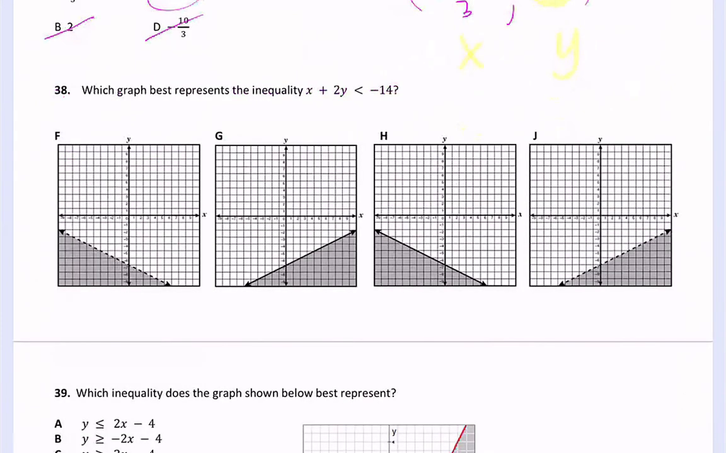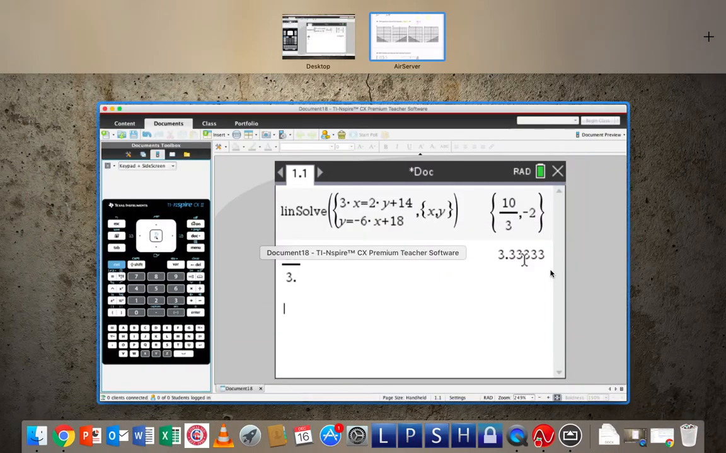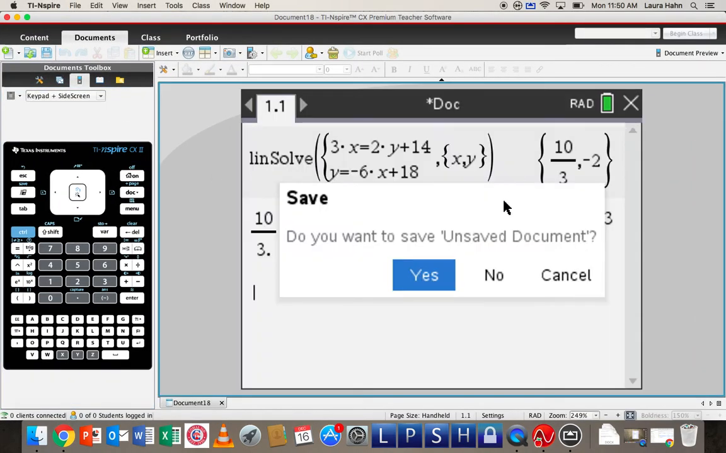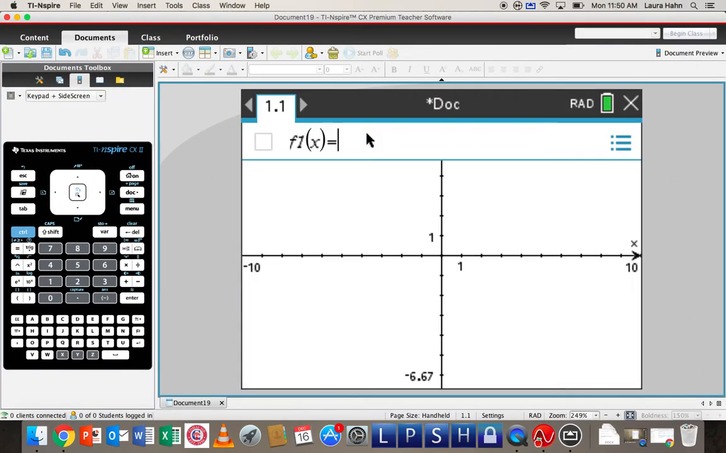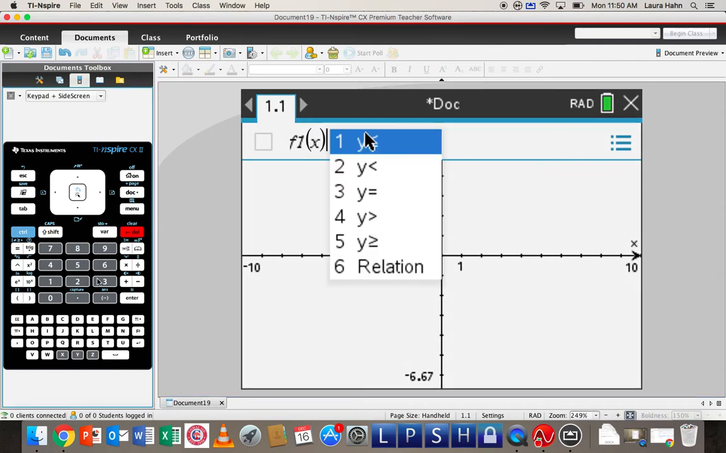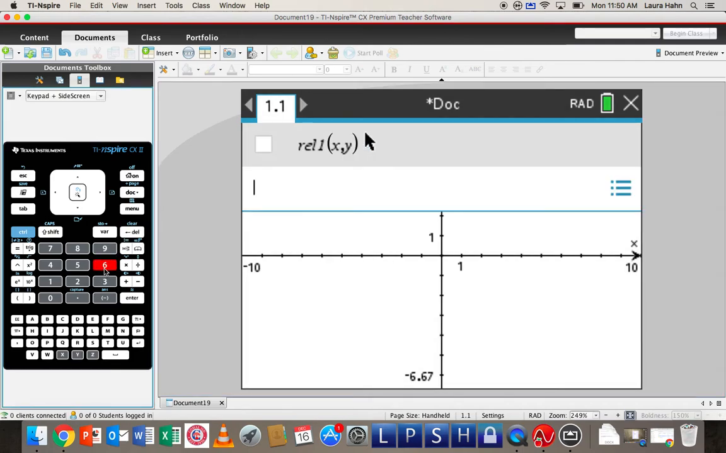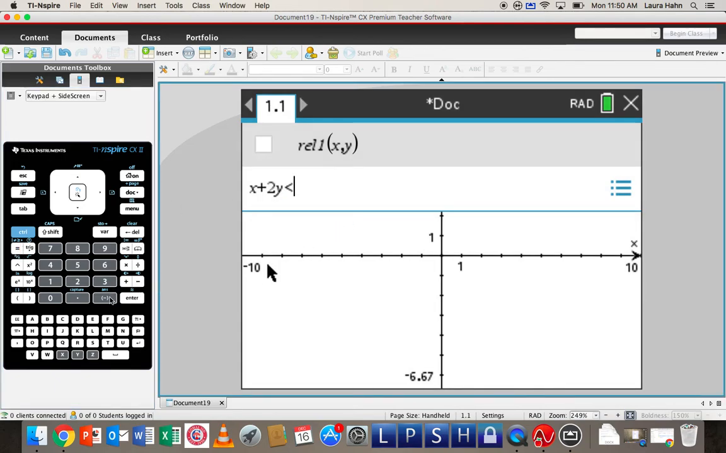All right, so I see it gives me an inequality. And my answer choices are pictures of graphs. So let's graph this guy. I'm going to delete my equal sign and change it to relation. And I'm going to type in x plus 2y. To get that inequality symbol, we press Control equals. Take your time, make sure you pick the one that does match exactly, which is this top middle one, negative 14.